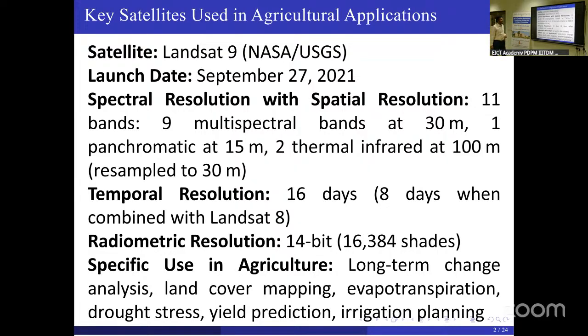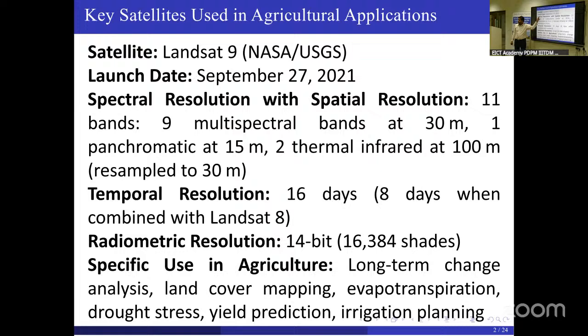Landsat launch date is 27 September 2021. We have Landsat 8 and Landsat 9. Before 21, we have Landsat 8, from 2013. Landsat 8 and Landsat 9 both have similar band information. So, same as the launch date, we have spectral resolution with spatial resolution. Some bands are not 30 meter, some bands are 15 meter, and some bands are 100 meter as well.